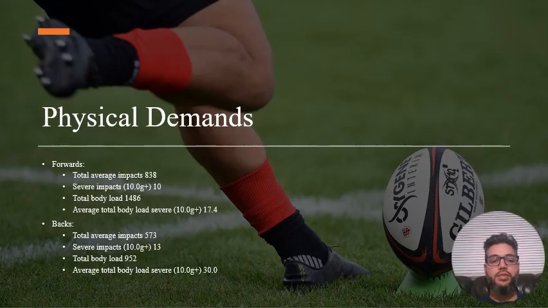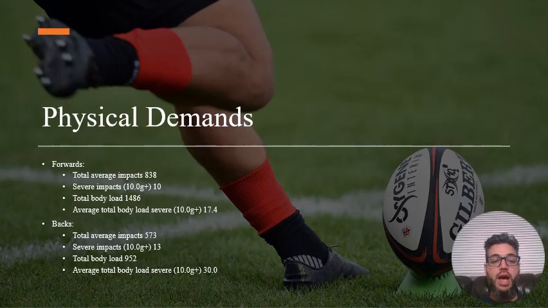In terms of impacts, since rugby is a contact type sport, there is tackling and there are going to be impacts. Looking at minor impacts around 1 to 2 Gs to even severe, which would essentially be you tackling someone or you getting tackled and going to the ground, we look at an average of 10 severe impacts for forwards, 13 for the backs. Total body load is about 1486 for the forwards and 952 for the backs.